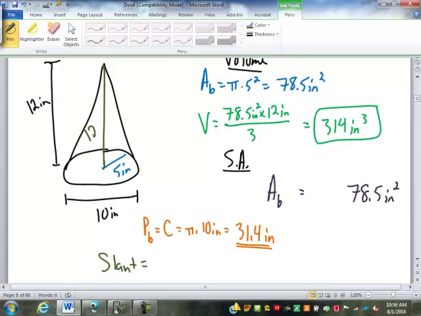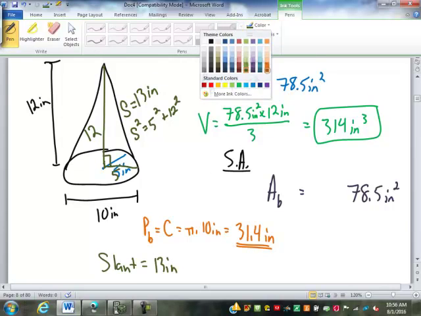we draw our 12 in here and our 5 in here, and that's a right angle. This slant is going to be found by the slant squared is 5 squared plus 12 squared. Giving us that slant, if you figure it out, is 13 inches.